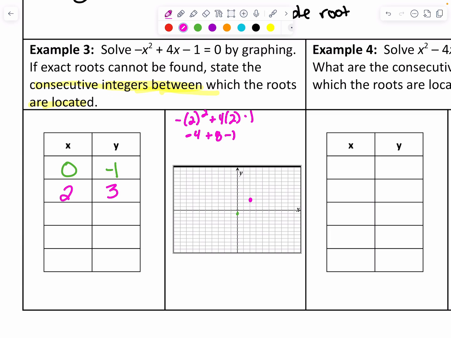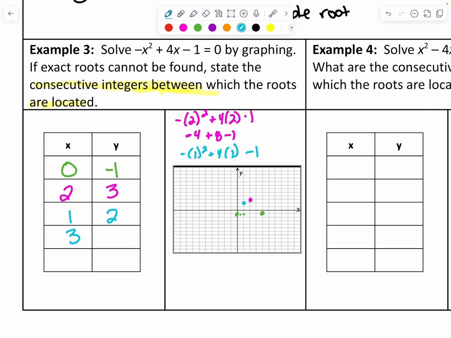Okay. And then since I have this point over here, 2 to the left, I know I have this one over here, 2 to the right. Okay, I'm going to pick the 1 and plug it in just to give me another point next to my vertex there. So -1 squared plus 4 times 1 minus 1 is -1 plus 4 is 3 minus 1 is 2. And then I'm going to pick 3.